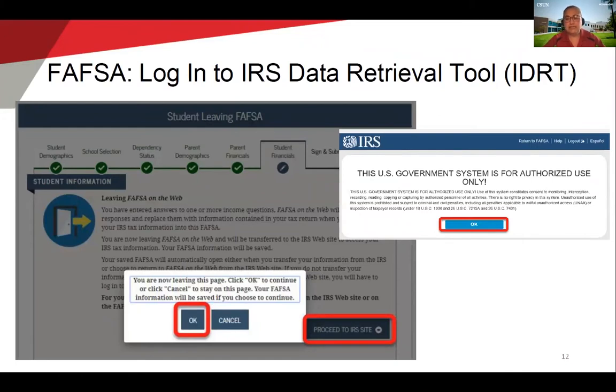Once you hit next, it'll pop up this message that says this is a US government system. You'll want to review that message and click okay to move forward to be taken to a third-party website. You're going to be transferred to the IRS government website so that you can retrieve your tax return information. You'll have to click okay to indicate that you're aware that you're leaving the FAFSA page to continue, or you can cancel to stay on the FAFSA page. If you would like to use the data retrieval tool, we do encourage it, because it brings in all that information directly from the IRS. You won't have to put in that information manually. So you have that option as a FAFSA recipient to click okay to leave the FAFSA website and proceed to the IRS site. Next slide.